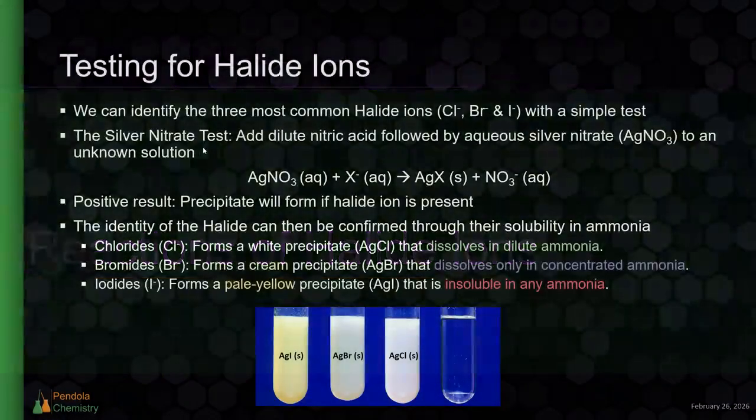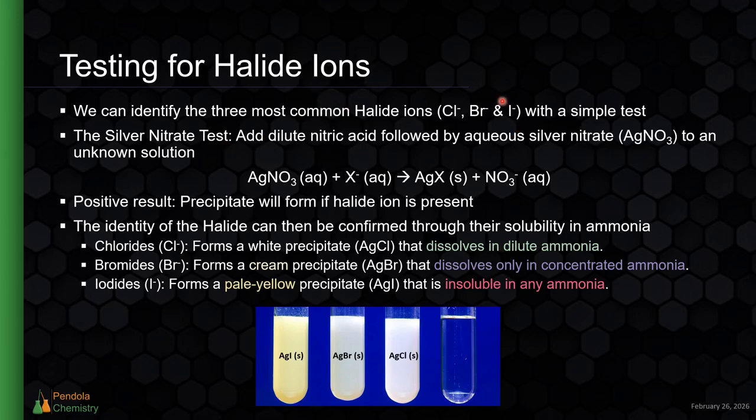Now, the first thing we're going to learn is how to test for halide ions. This is a skill that's going to be absolutely necessary for paper 3 and the qualitative exam that is in that paper. We can identify the three most common halide ions, which are the chloride ion, bromide ion, and iodide ion, with a very simple test.